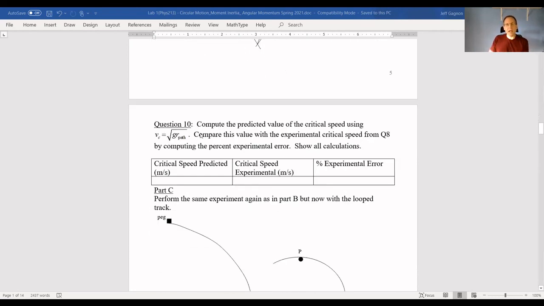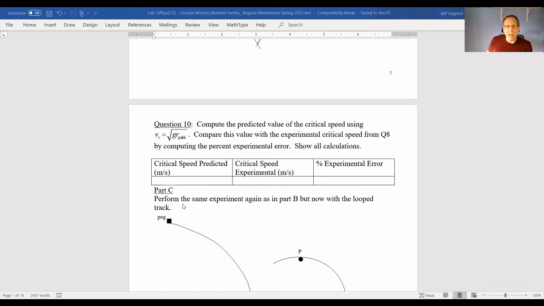And then finally, question 10, now we can calculate the critical speed predicted or theoretical by using the equation. It's going to be the square root of g times R path. Right, and g, you can just use 9.8. Okay, now you want to compare. So the other part of question 10 is compare your predicted or theoretical critical speed to the experimental critical speed that you got from question 8 by computing the usual percent experimental error. And make sure you show me that calculation.